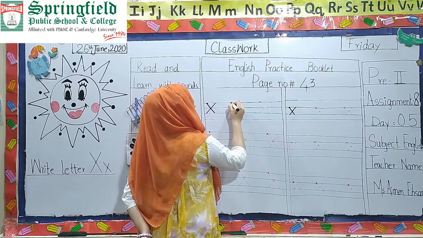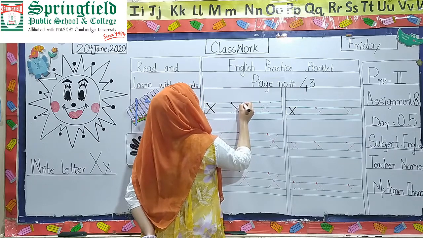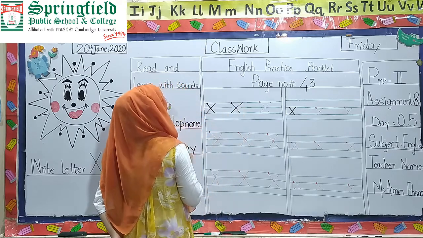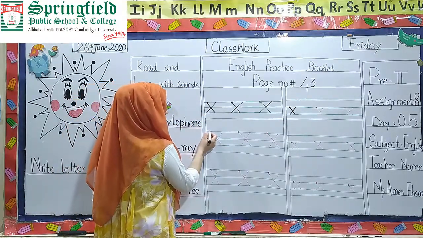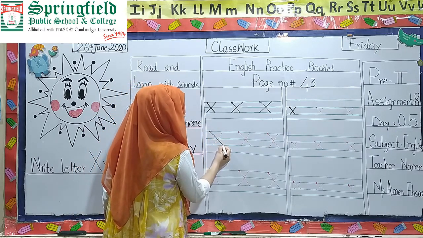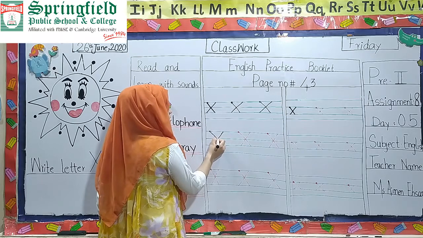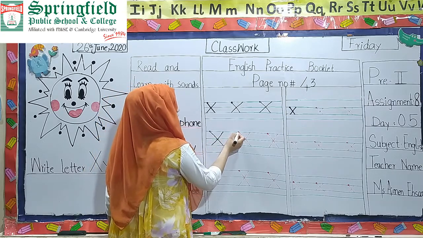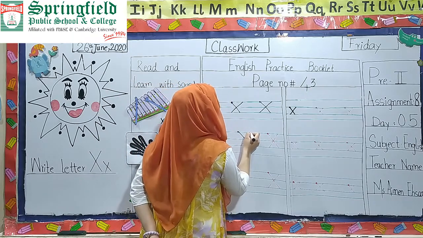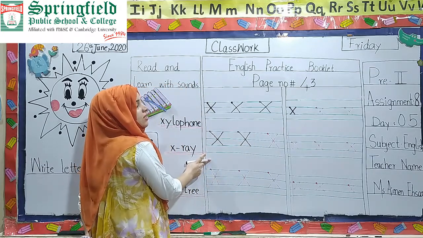Starting from the top, make a line down to the right, then again starting from the top, make a line down to the left. Again starting from the top, come down to the right, again starting from the top, come down to the left. It's the letter X. Clear, Preetu?